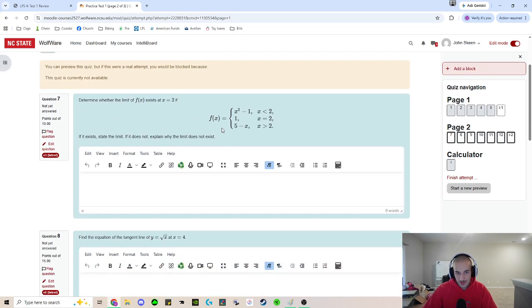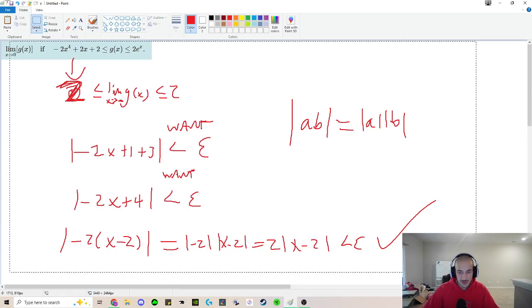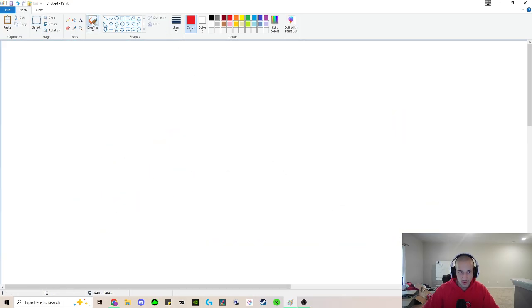Determine whether the limit of f exists at x equals 2 if this guy is the case, right? So does the limit of f exist? Let's look at our left-hand limit and our right-hand limit. Remember, let me give you an example, because we got to be careful about this. What do you need for a limit to exist? You need the left-hand limit and the right-hand limit to exist. You don't need it actually to be continuous, right?